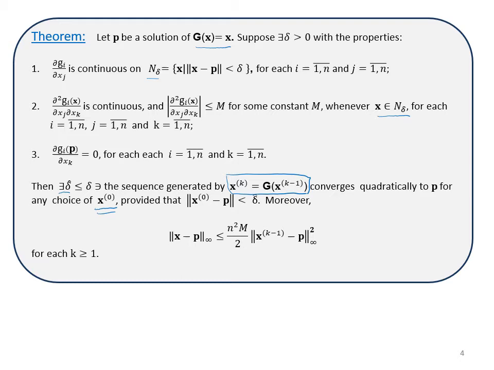Moreover, the L-infinity norm of the difference between the kth iteration and the solution is less than or equal to the product of a certain constant and the square of the L-infinity norm between the previous iteration k minus 1 and the actual solution, for each k greater than or equal to 1.